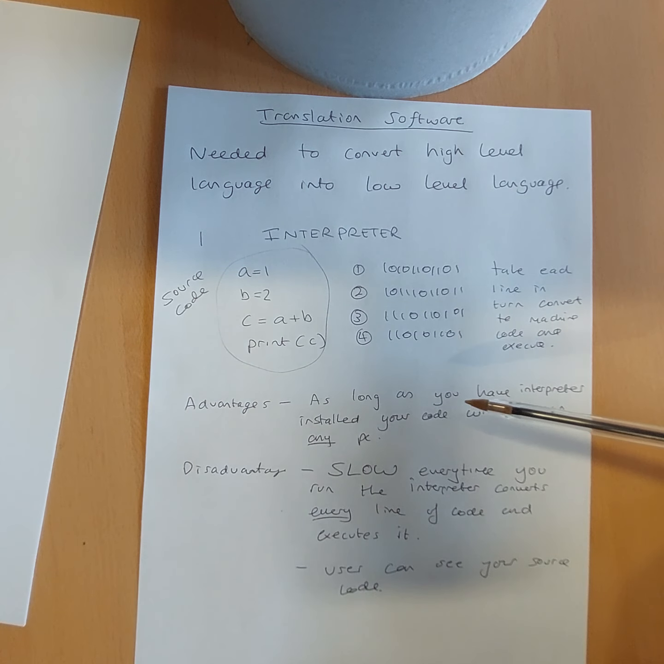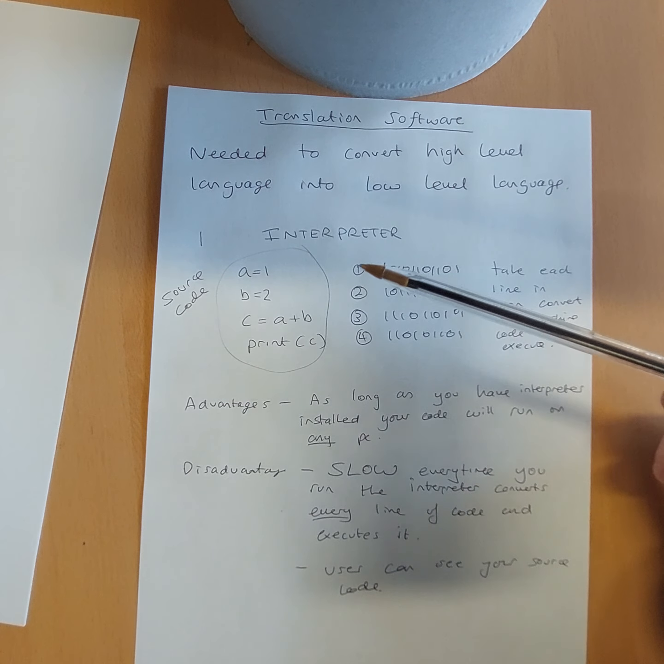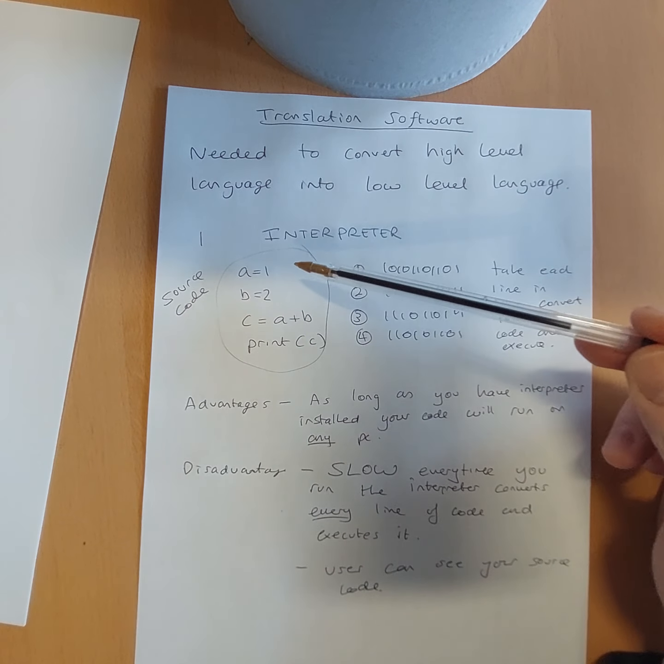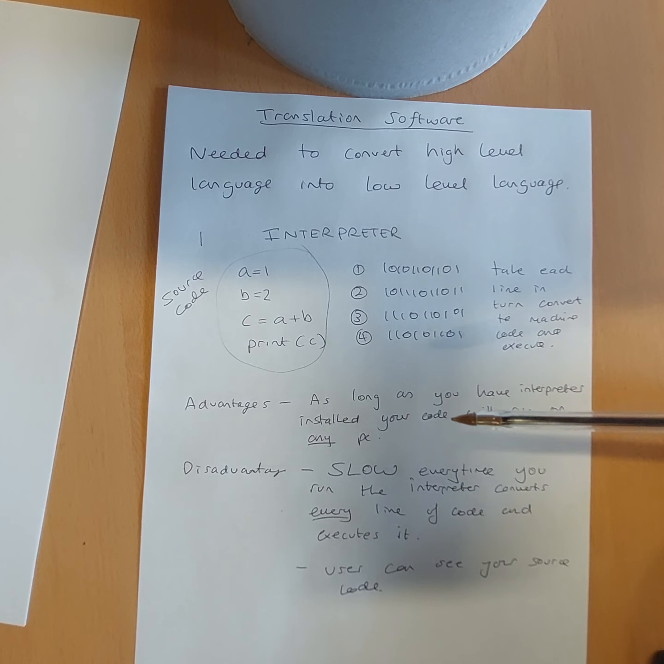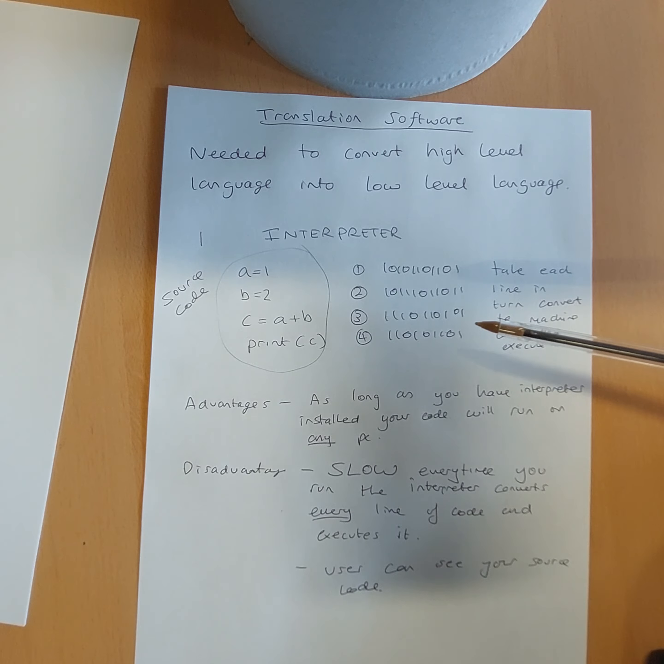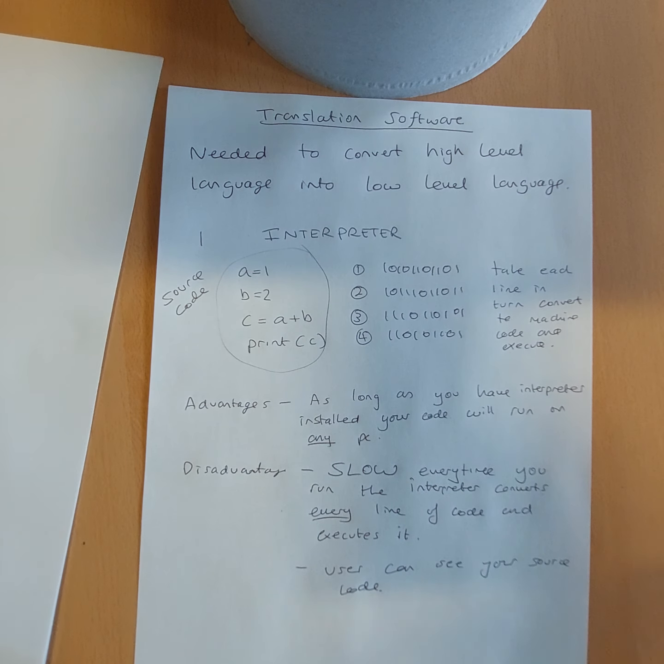Okay, so advantages: as long as you've got the interpreter software installed, then your source code will run on any computer. Main disadvantage: it's really slow. Every single time you run it, it has to convert each line into machine code and then execute each line in turn. Okay, so that's the interpreter. What we'll do next is have a look at the next one, which is called a compiler.